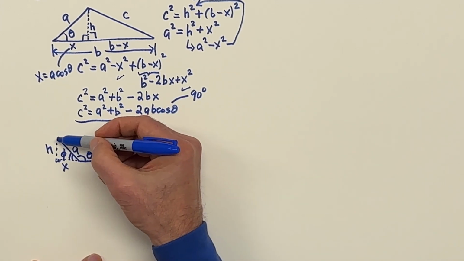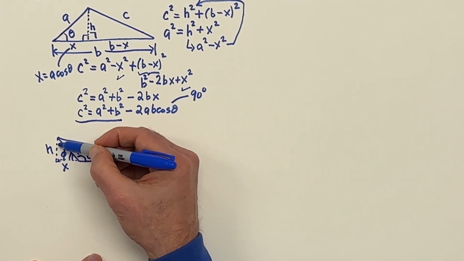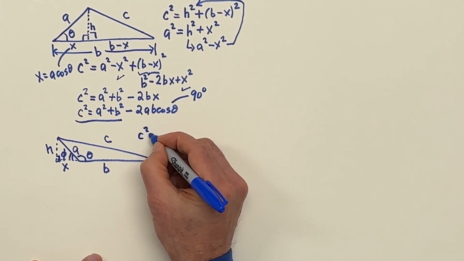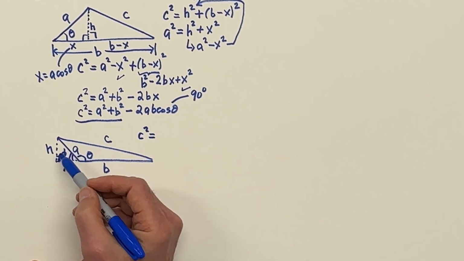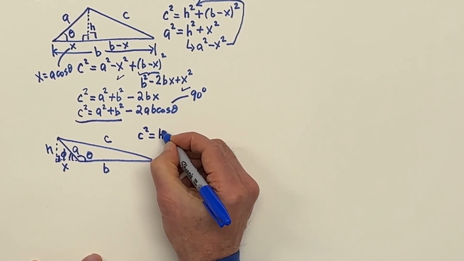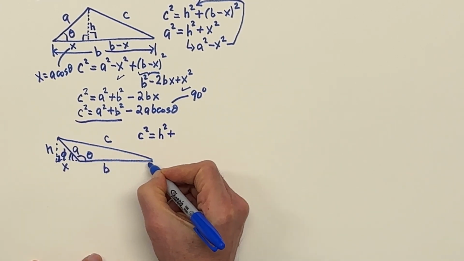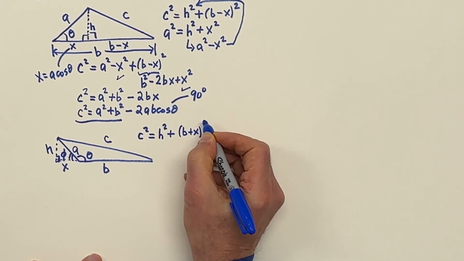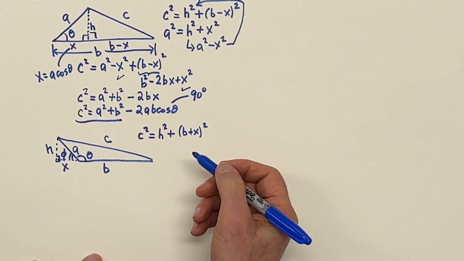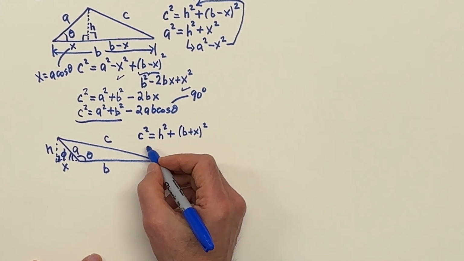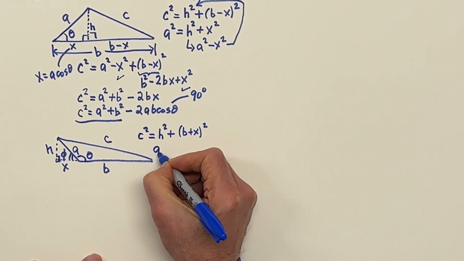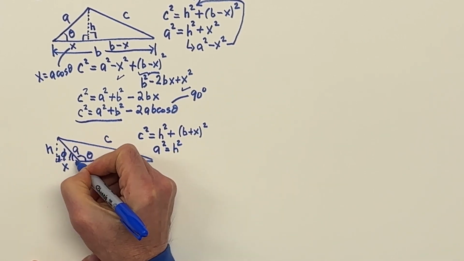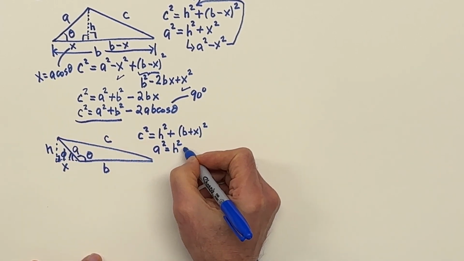All right. So now we're going to do a similar thing here. We're going to look at this big right triangle. Since this is 90, we could say c squared equals h squared plus this long one squared, which is the b plus x squared. See, before we had a b minus x, now we have a b plus x. And here, this a squared is equal to h squared plus x squared. This is a right triangle, also the baby one.